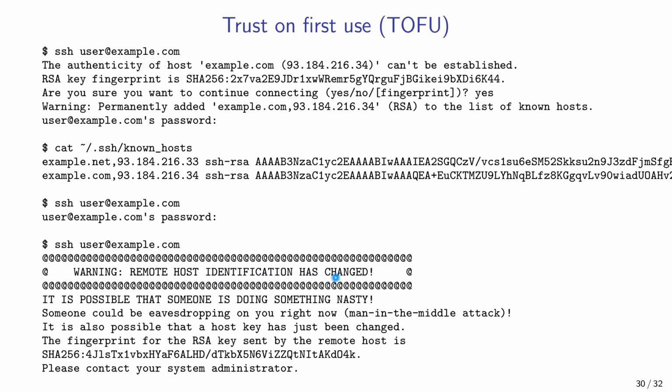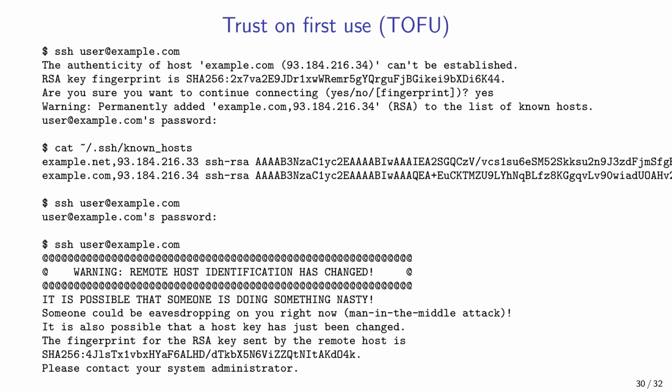Warning, remote host identification has changed. It is possible that someone is doing something nasty. So there are two possibilities. Either some attacker is performing a man-in-the-middle attack trying to impersonate the server, or maybe the key changed simply because the server was reinstalled and hence a new, different SSH key was generated. Who knows? To get around this error, we would have to remove the old public key from the SSH known hosts file and start from the beginning where SSH asks to accept the key.